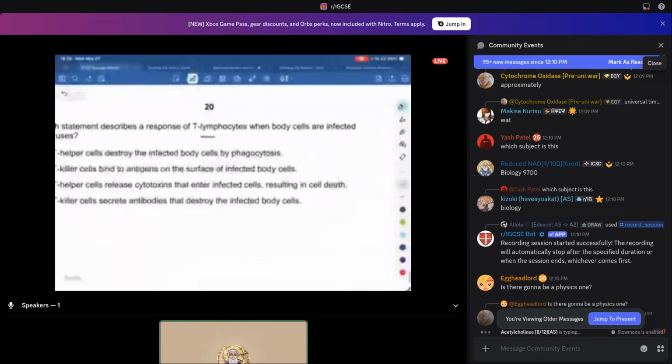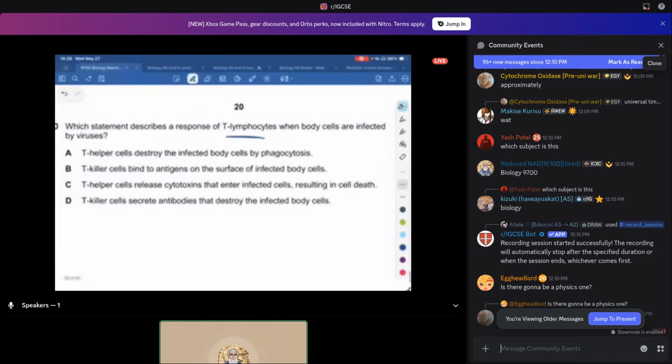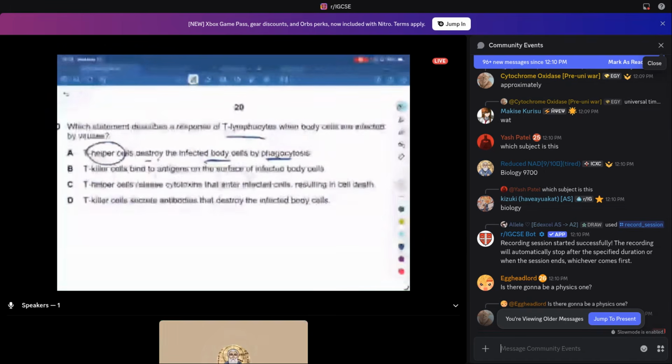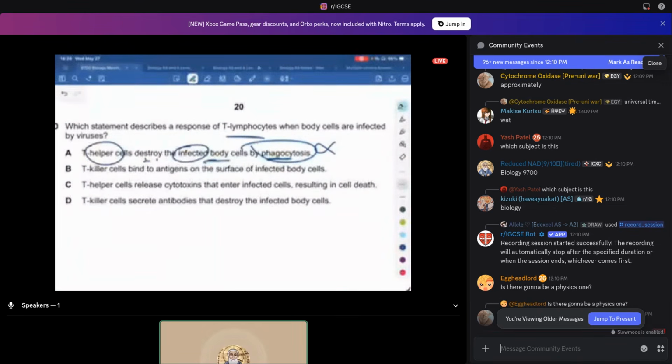monoclonal antibodies. Now, which statement describes the responses of T lymphocytes? It did not specify whether a T helper or a T killer. It will specify in the options. Body cells are infected by viruses. T helper cells destroy the infected body cells by phagocytosis. T helper cells destroy infected cells by phagocytosis. Not a single statement in the sentence. T killer cells are the ones that destroy the infected body cells, and they do it by secreting perforins.